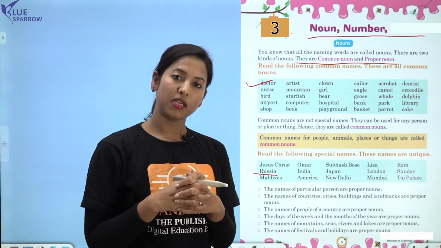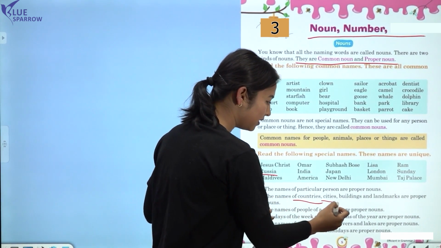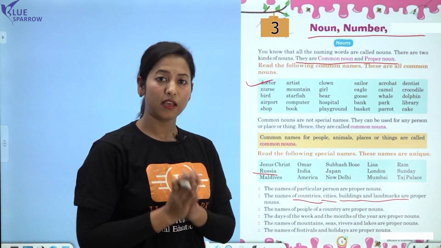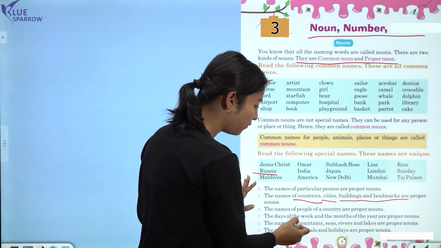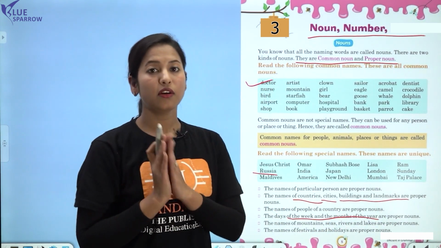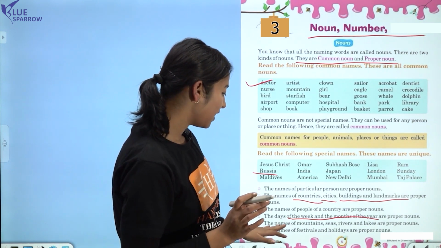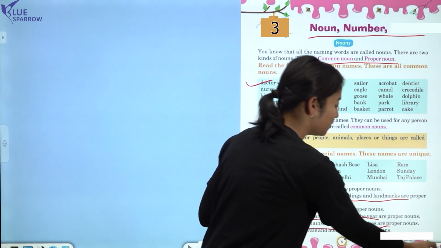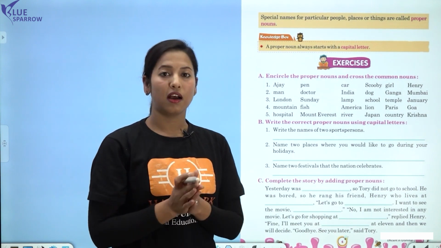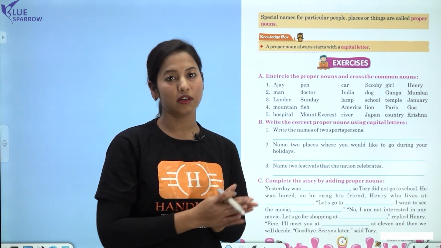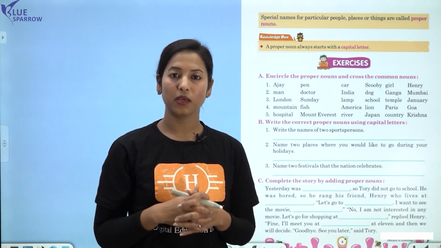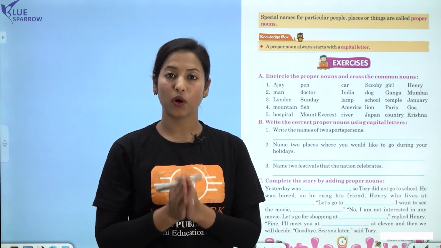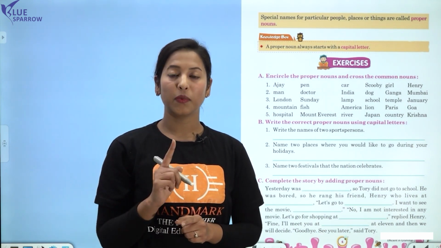Proper nouns can be the names of countries, cities, buildings and landmarks, etc. Similarly, proper nouns can be the names of week, days and month, and proper nouns can be the names of mountains, rivers, lakes, etc. So students, proper nouns are the special names given to particular things. But one thing we have to keep in mind while we write proper noun, that is we always have to write the proper nouns starting with a capital letter.